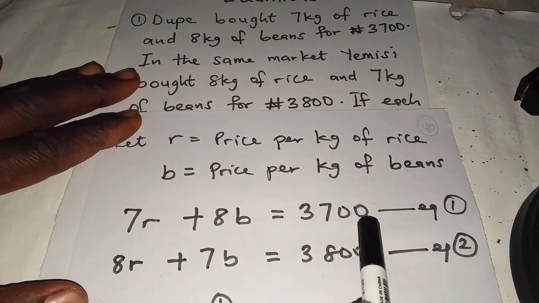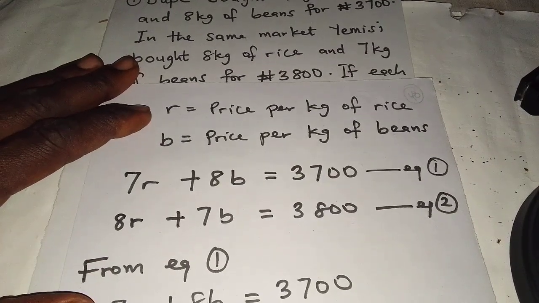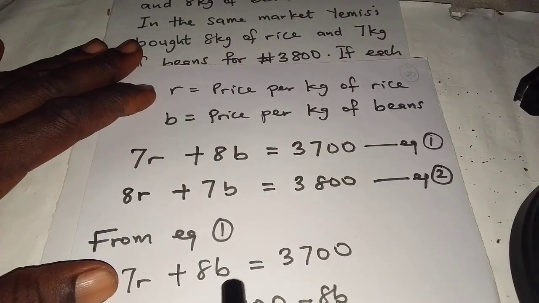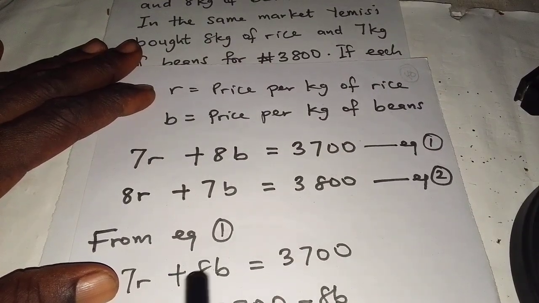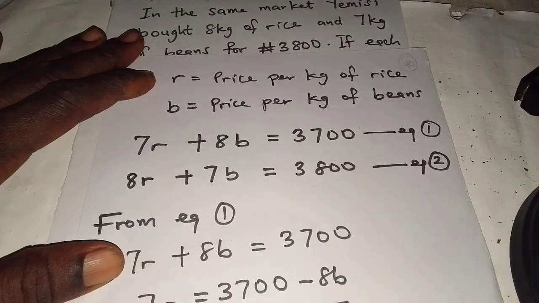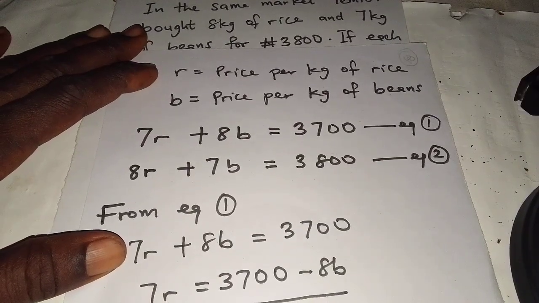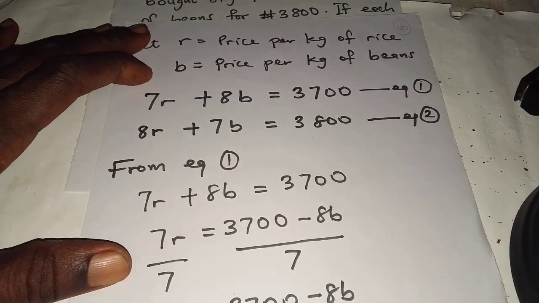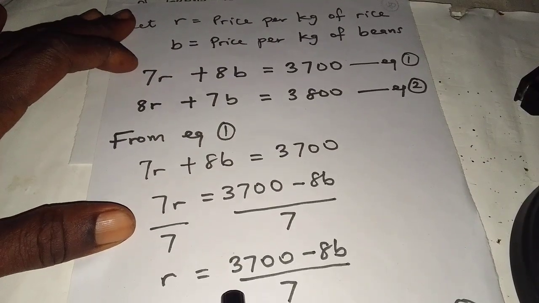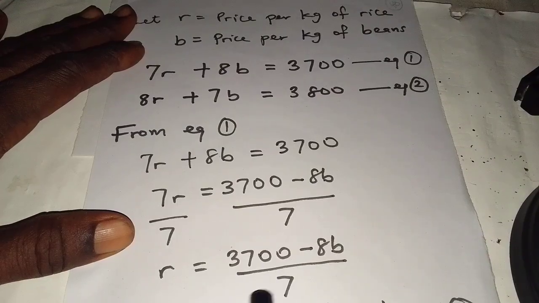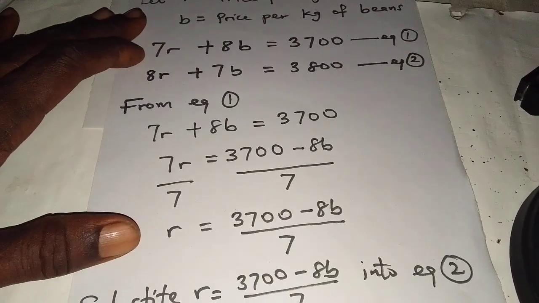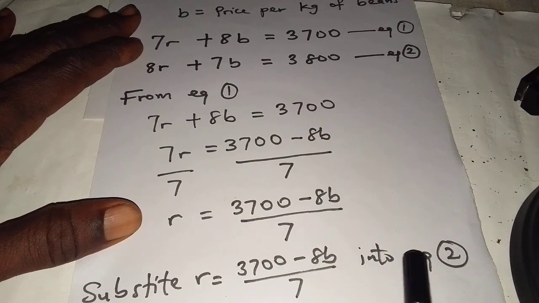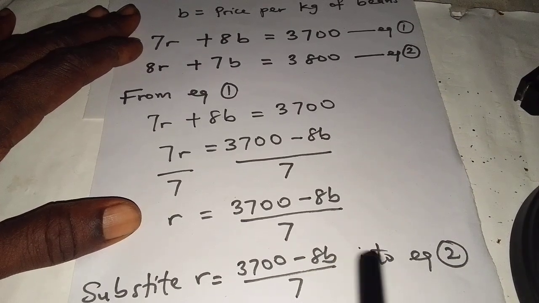So from our equation 1, we want to make R the subject of the formula. So this 8B will leave this side and come here. It is plus here; when you move it to the other side, it will be minus 8B. So to get R, you divide both sides by 7. Your equation for R will now be 3,700 minus 8B all over 7. So you now substitute this expression for R into equation 2.